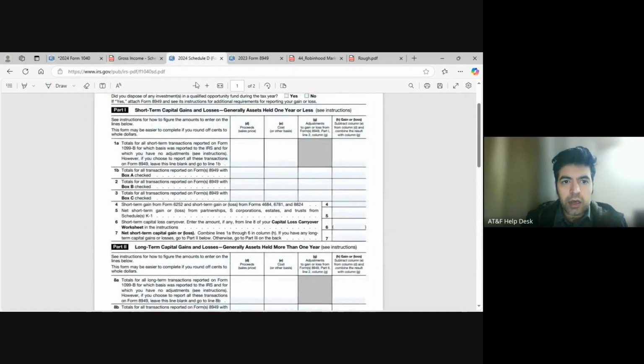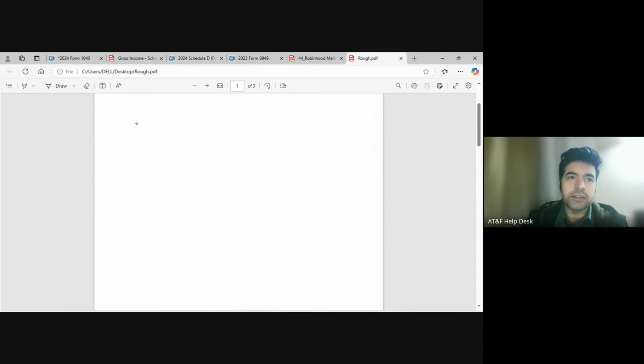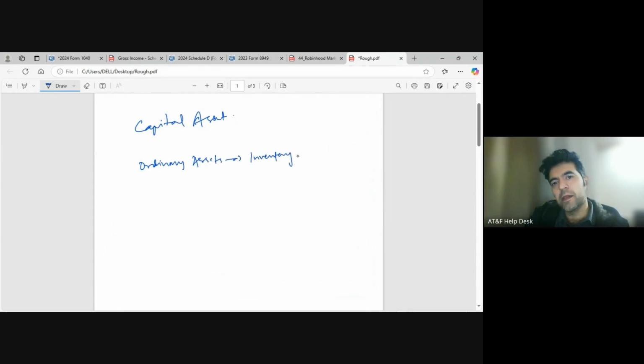Now, before moving into this whole topic, first let's understand what is capital asset. What do you mean by capital asset? So there can be three types of assets. One we know, capital asset, another is ordinary asset, ordinary income asset. So ordinary assets are like inventory, like you sell and get the ordinary income, right?